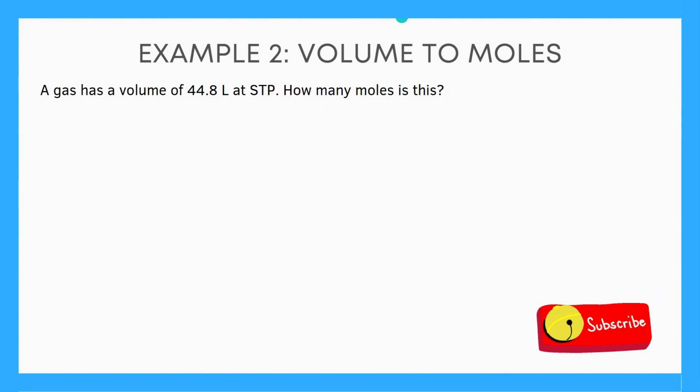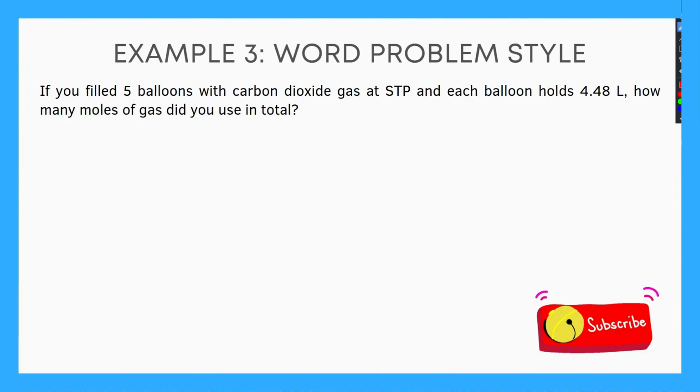Let's move into the next thing that we want to talk about. The next thing to do is just one more example. Example 3 says if you filled 5 balloons with carbon dioxide gas at standard temperature and pressure, STP, and each balloon holds 4.48 liters, how many moles of gas did you use in total? The first thing we need to do is to know the total volume of gas that we have. How many balloons do we have?